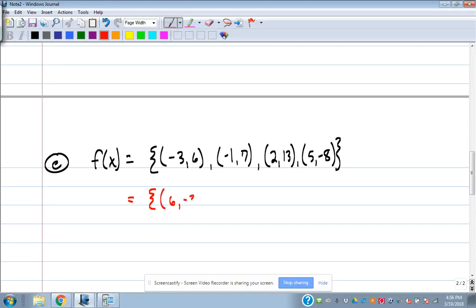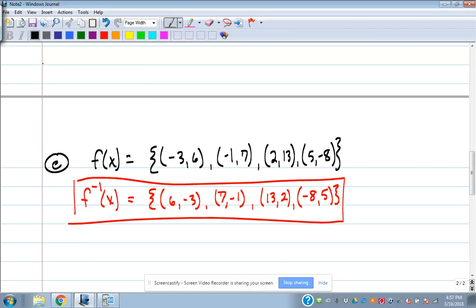So 6, -3. The next ordered pair would be 7, -1. And that carries on. 13, 2. -8, 5. The notation that you use is f with a -1 in the exponent, but you read it f inverse of x. It's written like a -1 exponent on that f. F inverse of x is what that is written as. And that's the inverse of that function.